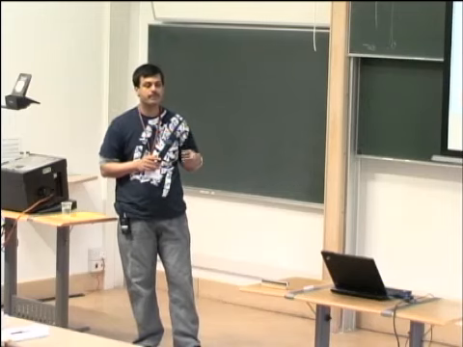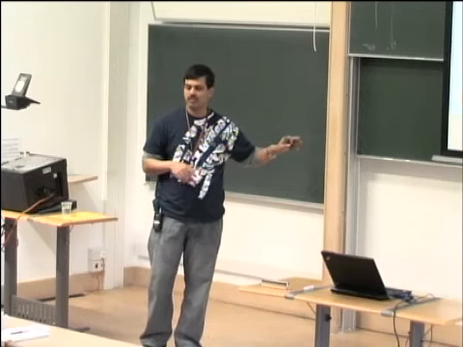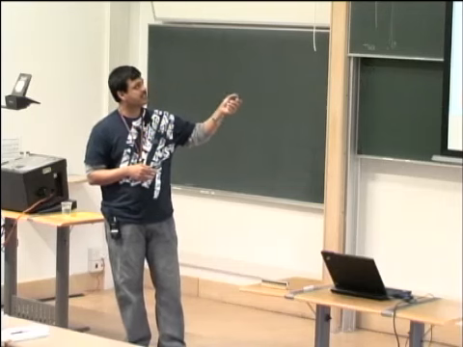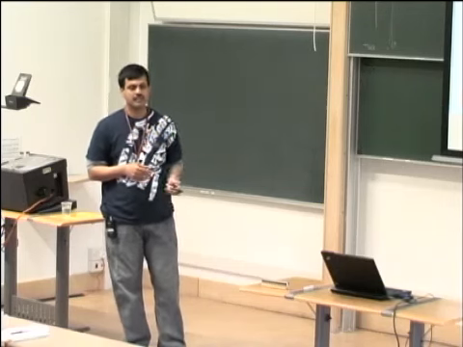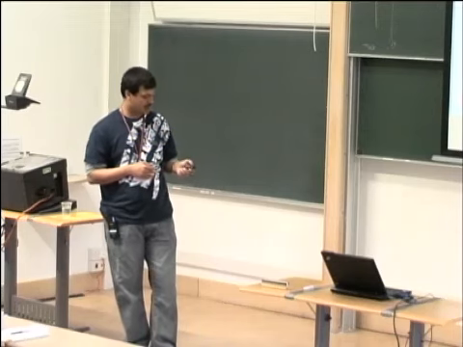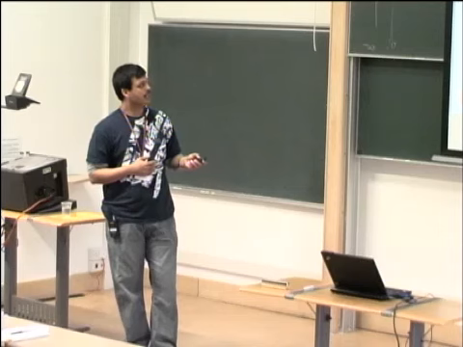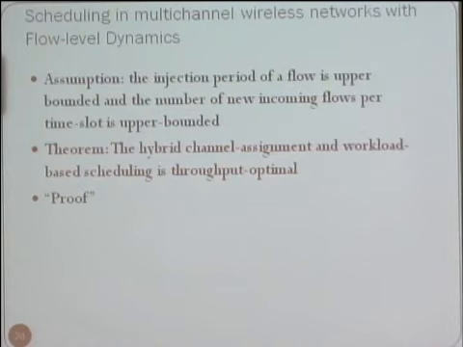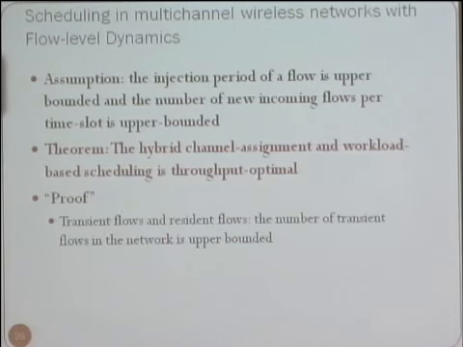Both of these assumptions can be relaxed, and if the tail falls off quickly enough, these assumptions can be relaxed. But the basic idea is just to think about it this way, and then you can relax it easily. It's an epsilon delta argument to relax it. So the hybrid channel assignment and workload-based scheduling algorithm is throughput optimal. So you use the max weight algorithm for the transient flows, and the workload-based algorithm for the resident flows.